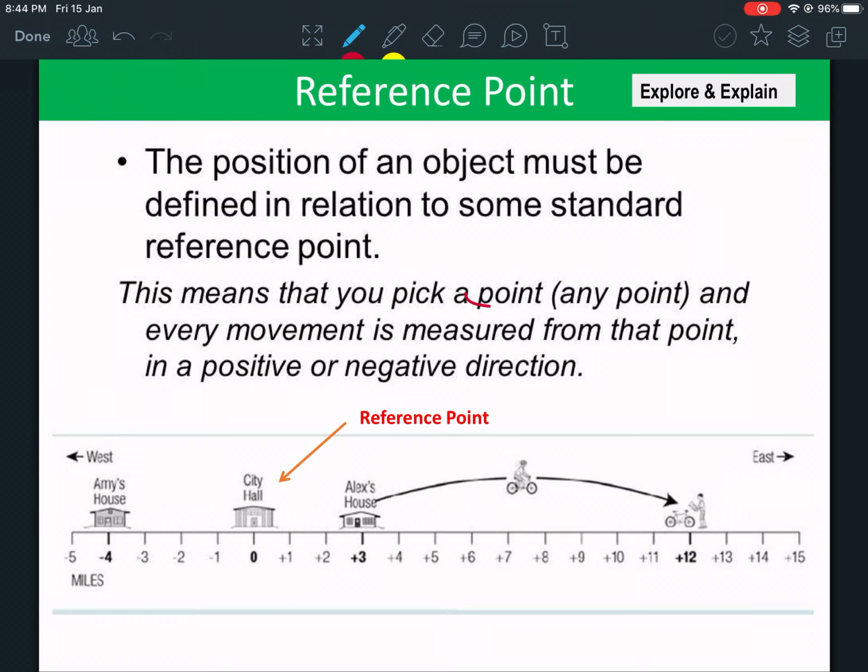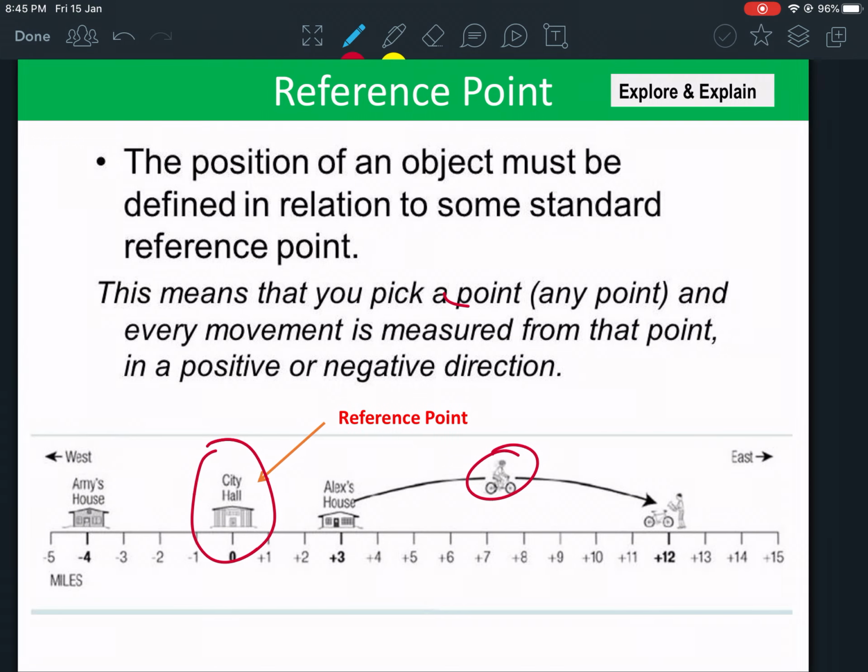Okay, let's look at this here. The reference point, for example, can be City Hall, and then we can see that he moved according to the reference point. So you can pick any point that doesn't move, and you can consider it as a reference point, and then you can see if an object is in motion according to this reference point.